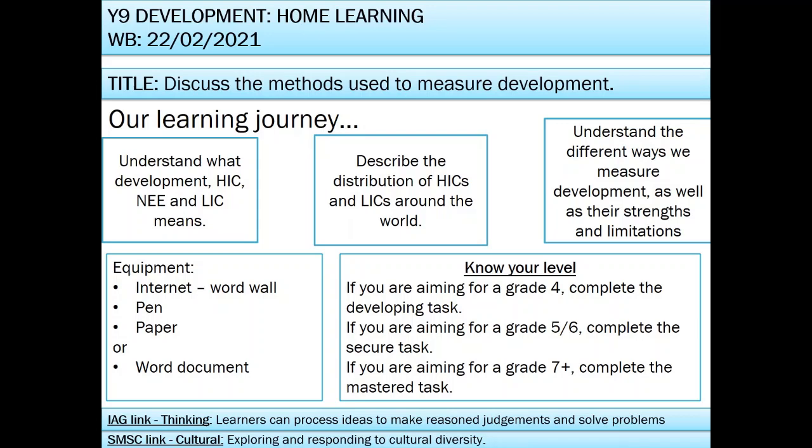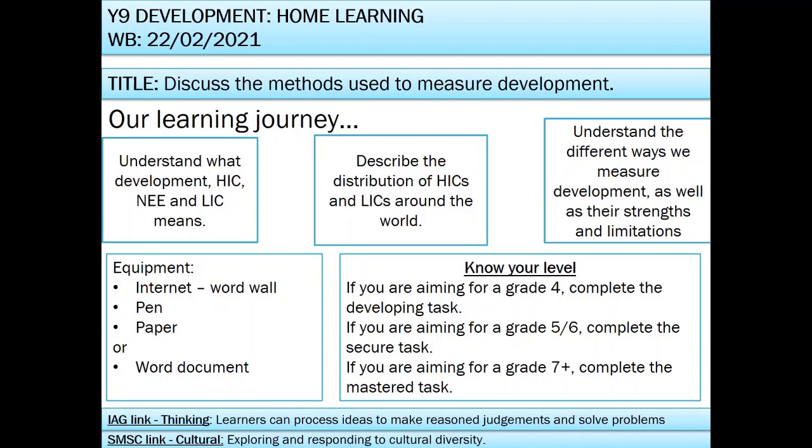So, for this lesson, our learning objectives are, first of all, to understand development and what HIC, NEE, LIC means. We're then going to describe the distribution of HICs and LICs around the world, so where HICs and LICs are found in the world. And then finally, we're going to understand the different ways we can measure development and their strengths and weaknesses. So how do we measure if a country is a HIC or an LIC? And then we're going to look at whether those different measures are good or bad.